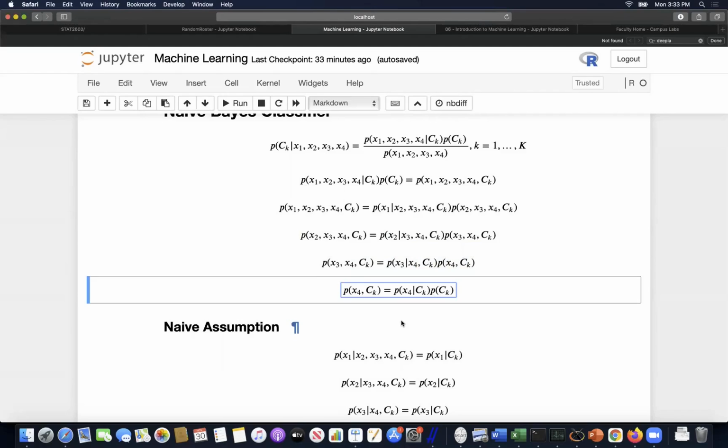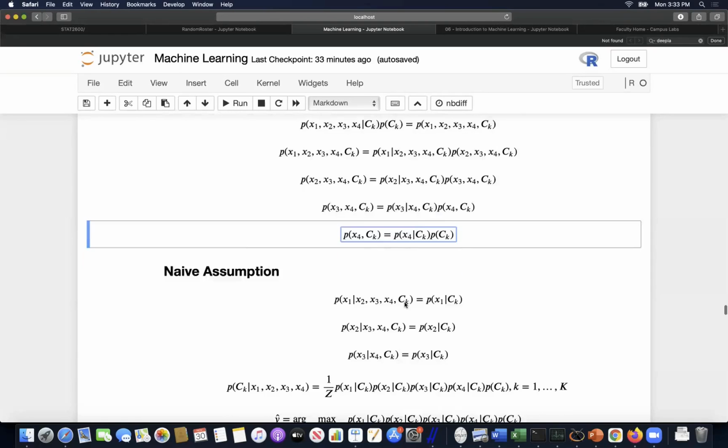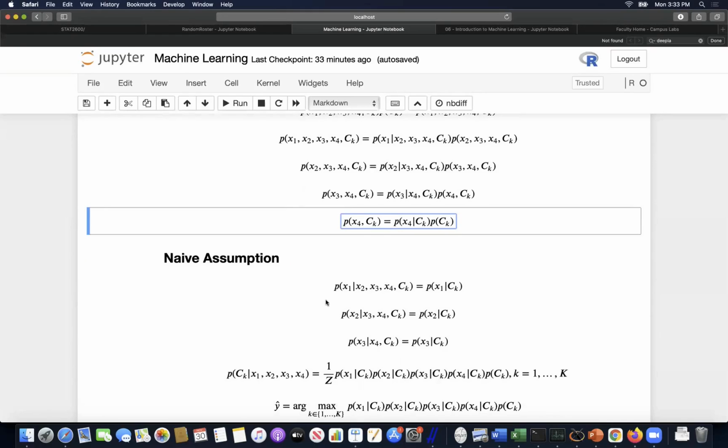This is where the naive assumption comes in. Whatever I did here is perfect mathematics, so there is nothing wrong with it. But then here is where the naive assumptions come in. The assumption is that if I know ck, then I don't need to know the rest of the features. It means that if I know the class is a setosa, then I don't need to measure the sepal length, petal length, and petal width to tell you what the sepal width is. If I know that the class is a setosa, then I don't need these observations anymore to tell you the size of x1.